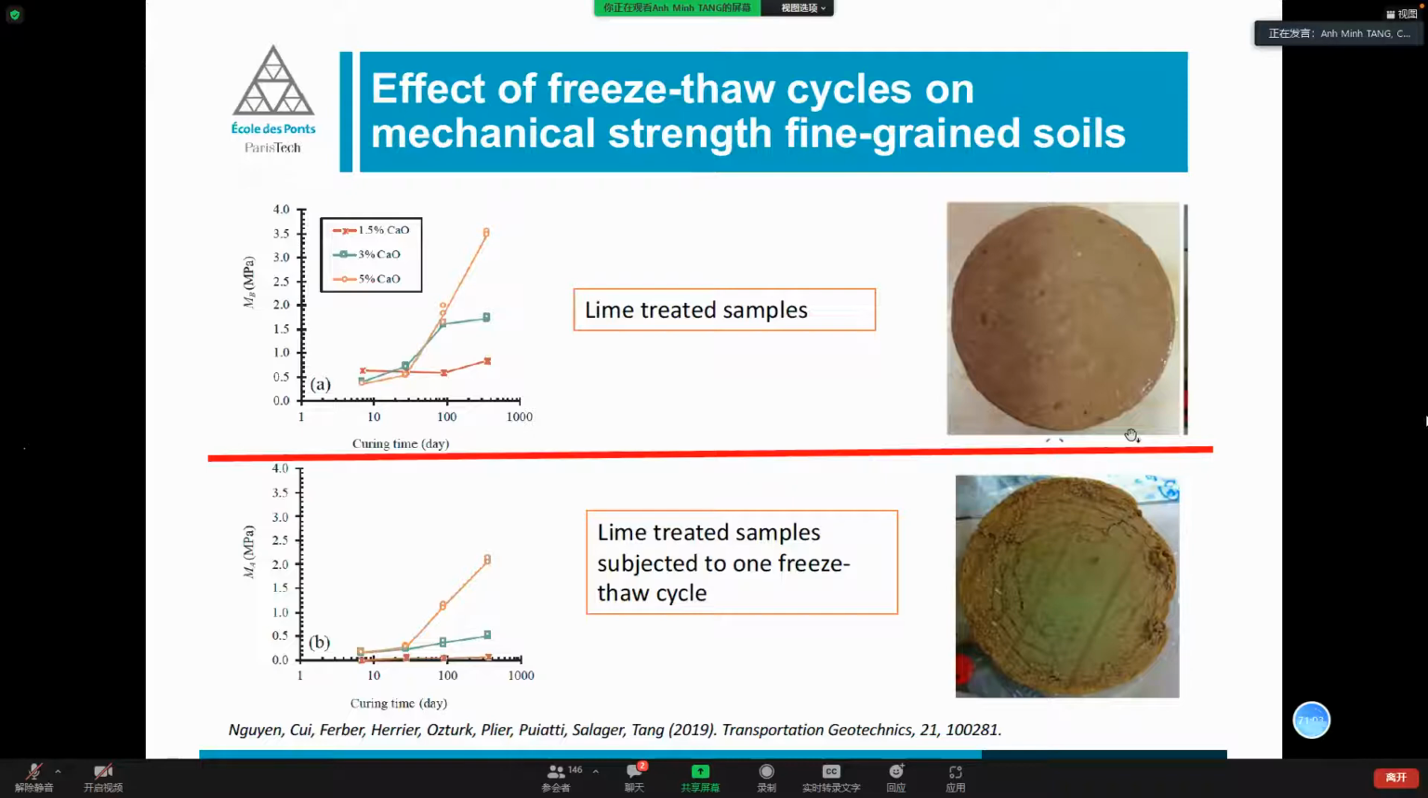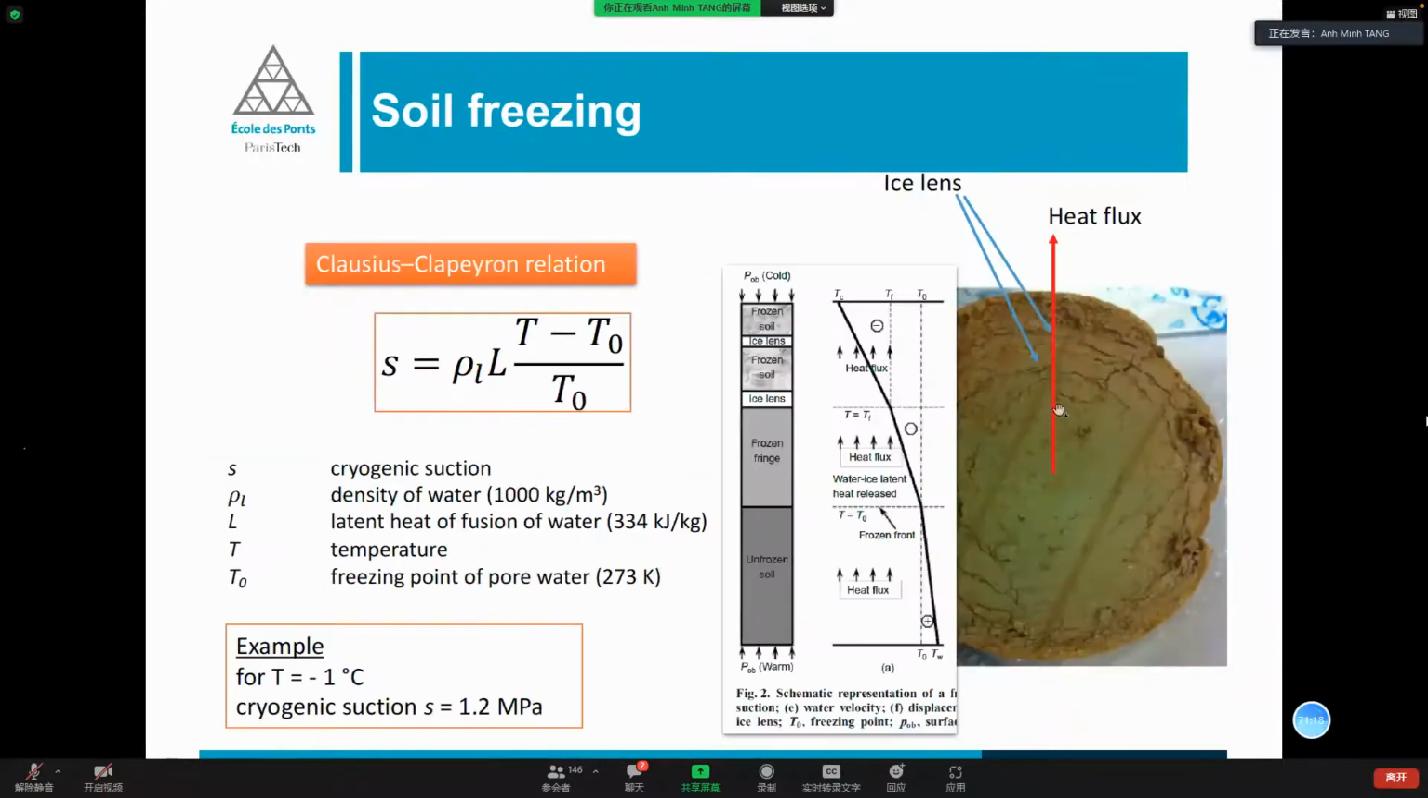Yeah, because in fact, I didn't explain, but we put the sample in a chamber. So this is the top, this is the bottom. At the bottom you don't have heat exchange, but heat exchange takes place only from the radial direction here. So the heat flux is from the center to the outside. Okay, I understand. Thank you.